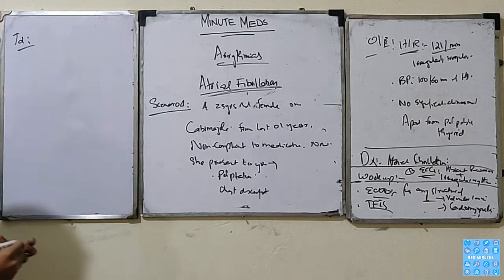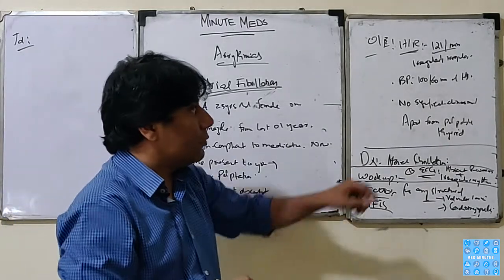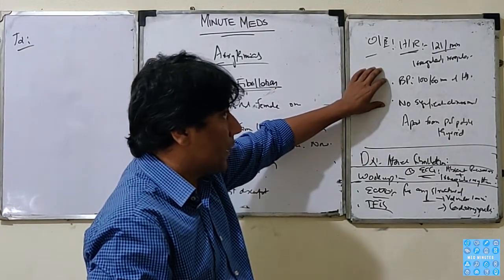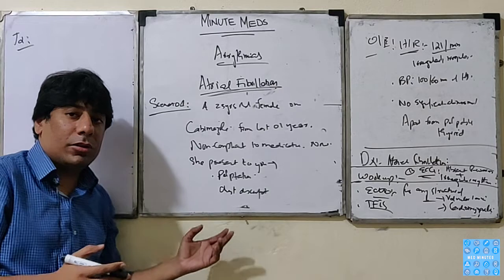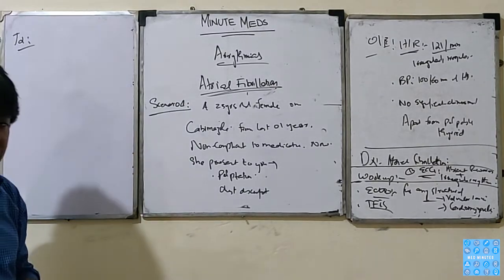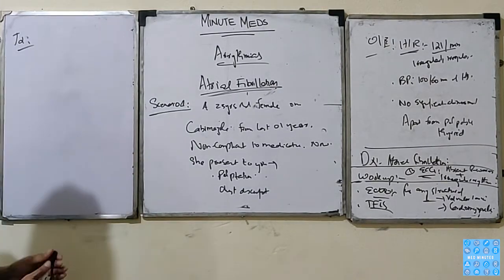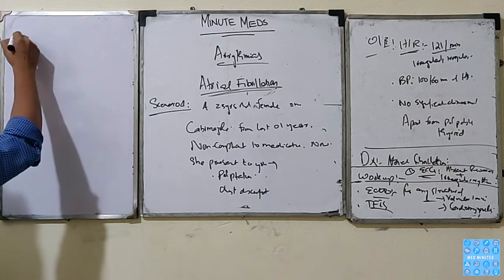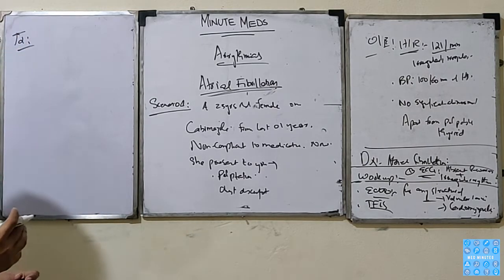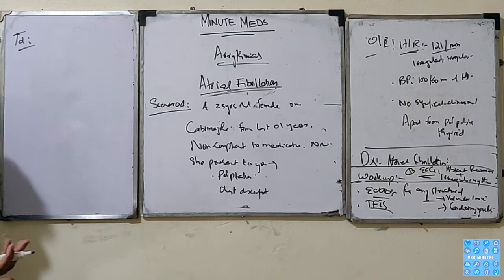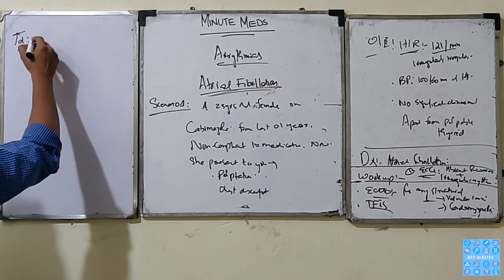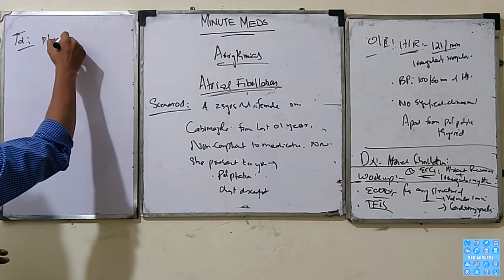Now, as I have mentioned in the question, she is maintaining blood pressure and she is clinically stable. Apart from having palpitations, she doesn't have any other issue. So we don't need any cardioversion or shock. We just go for the pharmacological treatment.